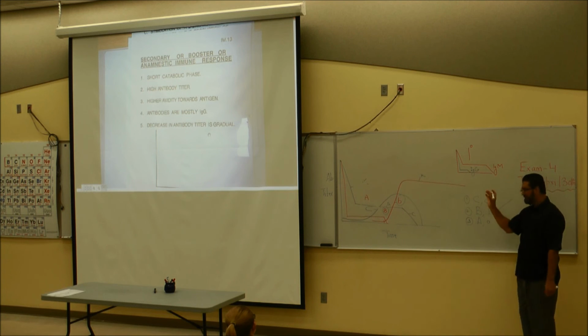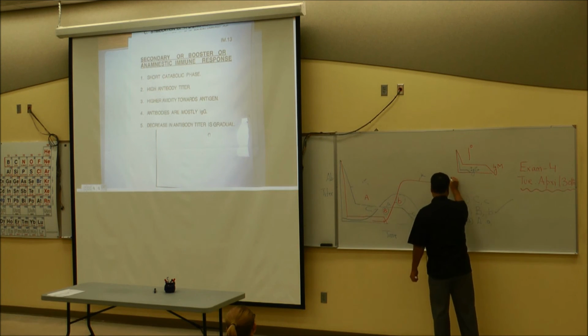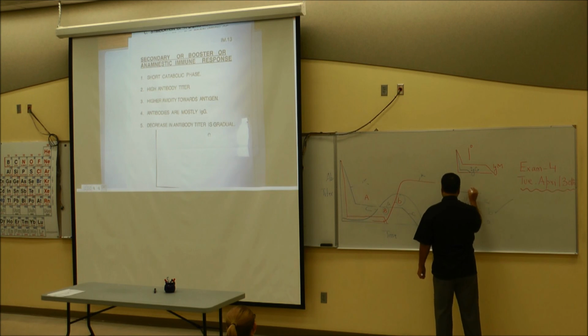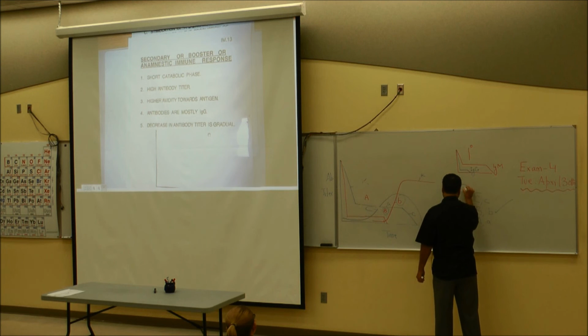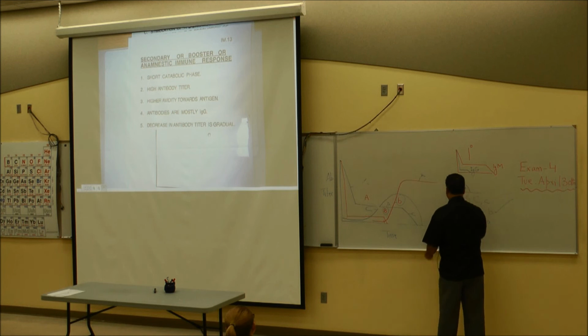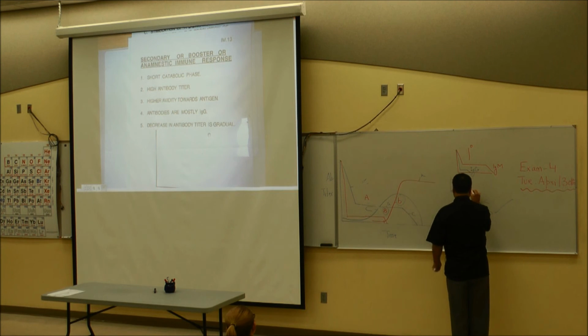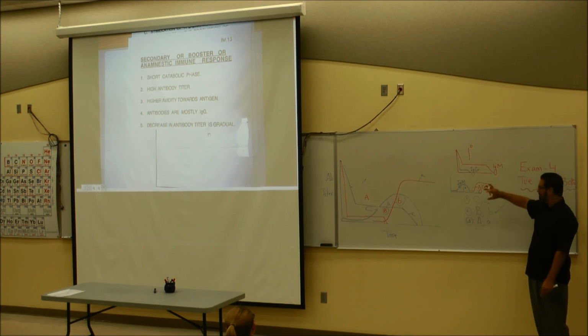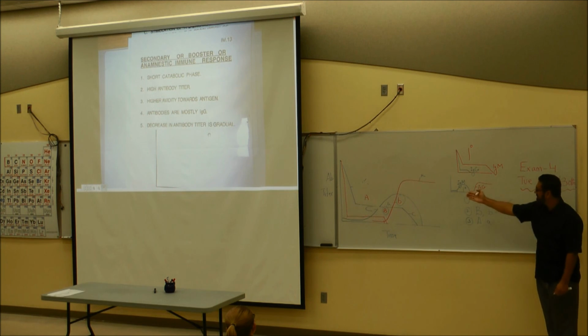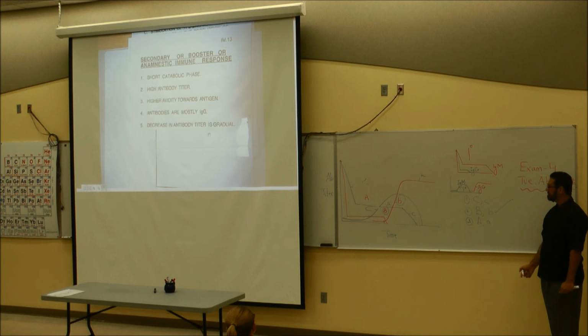Now, if we merge this one with the primary immune response, we make IgM here, and we make IgG here. If you want to merge them, you can superimpose them. That's what I did right over here.